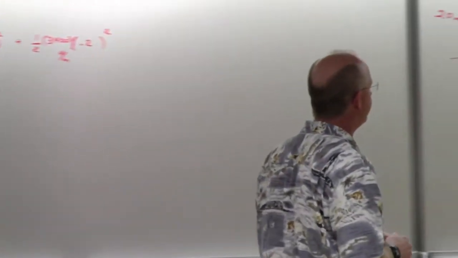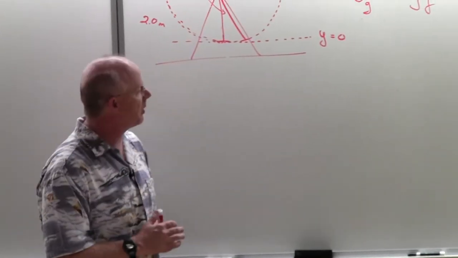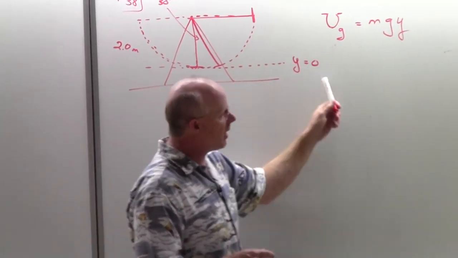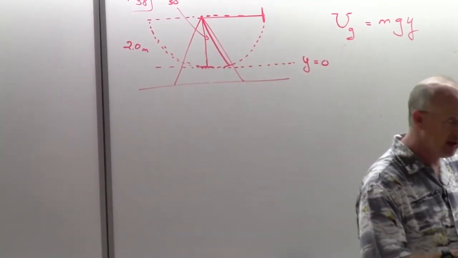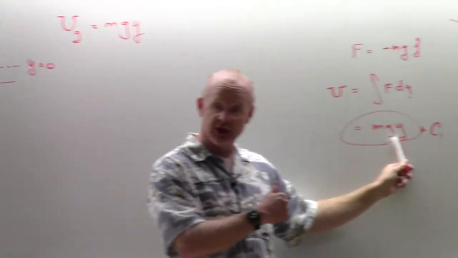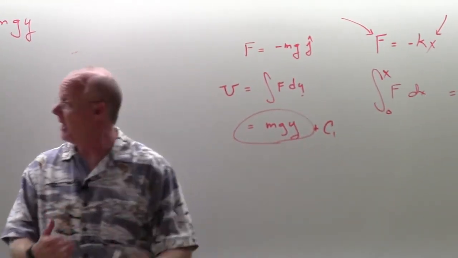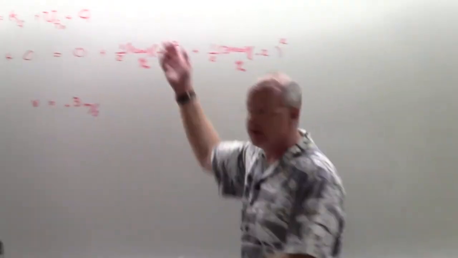It becomes a powerful tool for you that you can still pick y equals 0, because picking y equal to 0 at an appropriate place may make the potential energy come out to be 0. And isn't it nice when you have a big equation if one of them is 0?